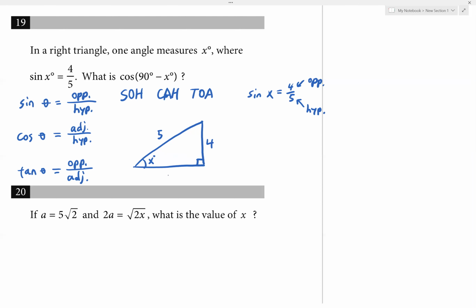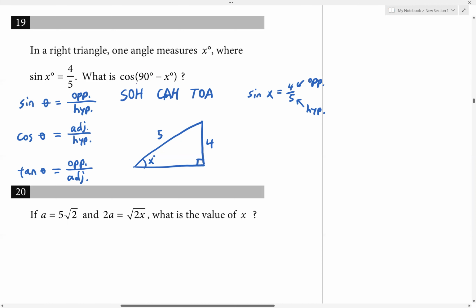If we wanted, we could solve for the bottom side. If necessary, we can solve using the Pythagorean theorem, a squared plus b squared equals c squared. But for this question, I think we actually don't need to solve it, because what we're looking for is cosine of 90 minus x. Well, which angle are we talking about?